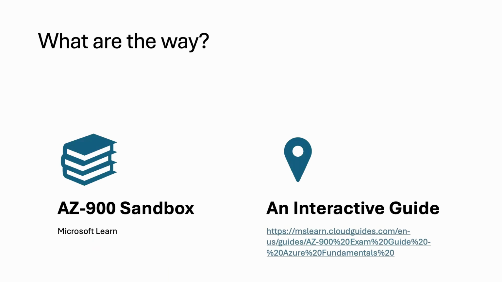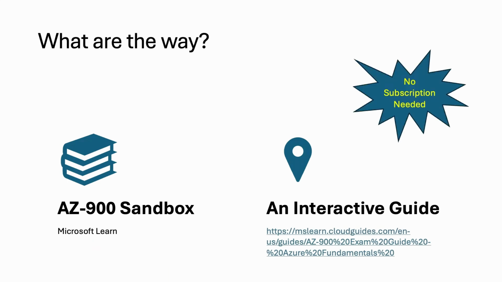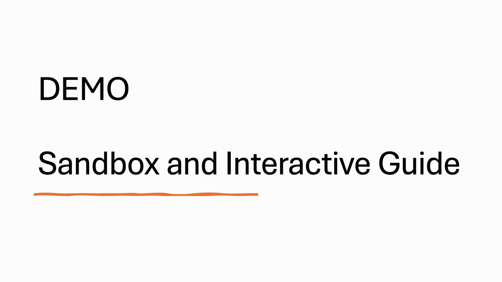Now we have two places from where we can do the hands-on. The first one is the AZ-900 sandbox and the second one is the interactive guide. You must be thinking, hey, do we need to buy a subscription to do the exercises? No, no subscription is needed. Microsoft provides you the subscription that you will use to practice your entire AZ-900 content. Let's jump to the demonstration and see how we can access and use the sandbox and interactive guide.